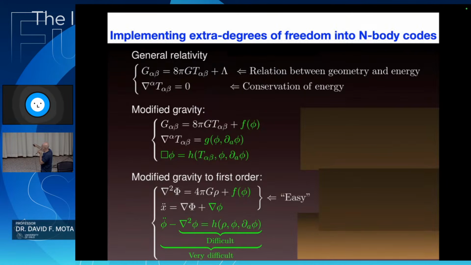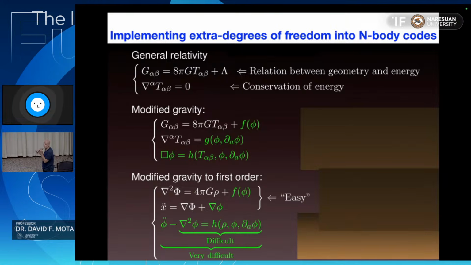That's really, well, nothing is very easy, but this one is a bit more standard. People have done that for quite a long time. Lately, in the last 10 years, people started solving this Klein-Gordon equation of the scalar field at the same time as they move the dark matter particles. And this is quite difficult.